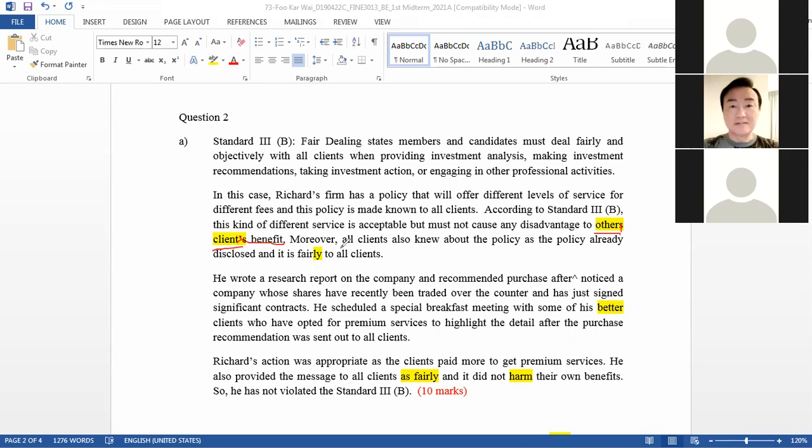Again, the same mistake you make, right? All other clients also knew, right? You must say this policy was made known. Yeah, okay. So that's why you got 10 marks. But because of your presentation, right? Again, better client.